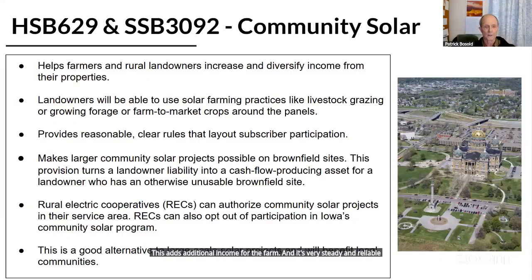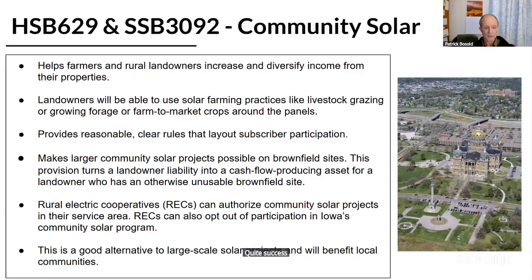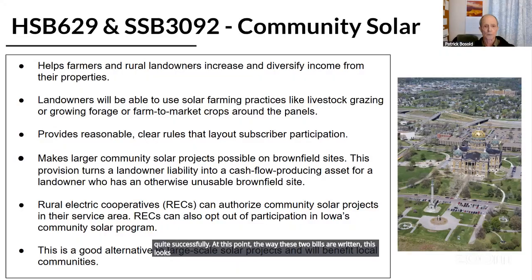Ask any utility. This is one of the reasons why they're considered top-notch blue chip investments: all of us use and need electricity. It's a very stable investment or program or project for a landowner. So these programs have been tested, field tested, adjusted in a number of states quite successfully. At this point, the way these two bills are written, this looks like a community solar program that is built to last.